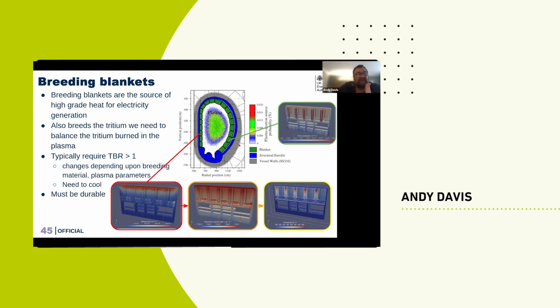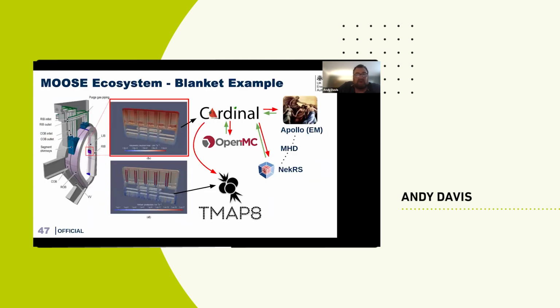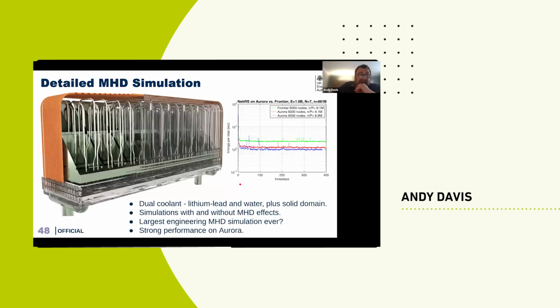So then we want to get into the regime of how we can really go about designing these blankets in detail. We do that through coupling different physics simulations together: neutron transport, electromagnetism, fluid simulations, tritium transport, bringing that all together into a single ecosystem that allows us to do simulations of all this physics at the same time, coupled together, which allows us to get this dynamic feedback.